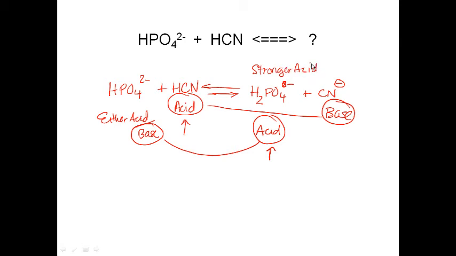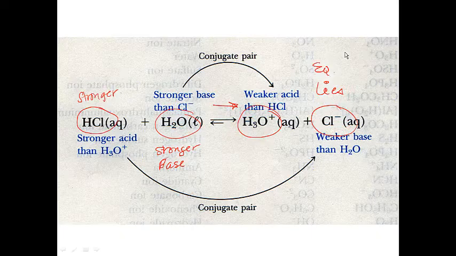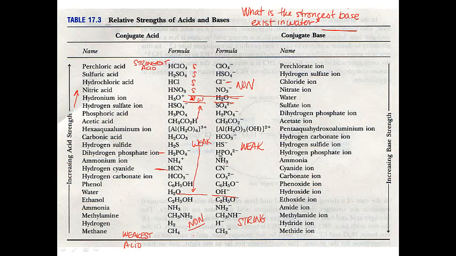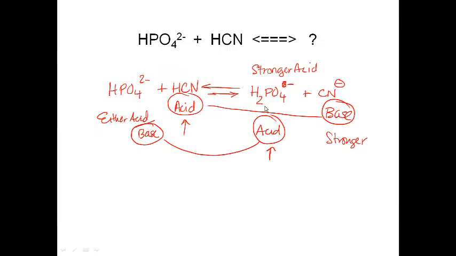Which one's the stronger base, CN minus or HPO4 2 minus? If I had to take a guess, I would say that CN minus is the stronger base. Am I right? CN minus is here. HPO4 2 minus is there. This is a stronger base because remember, base strength is increasing as we go down. So CN minus is the stronger base.